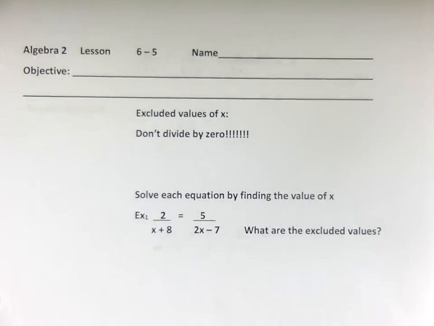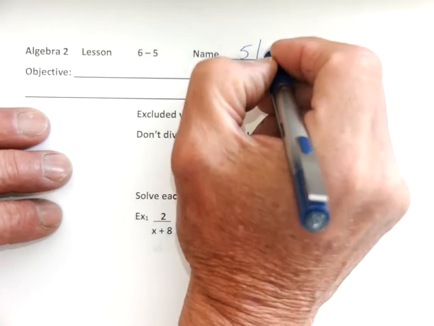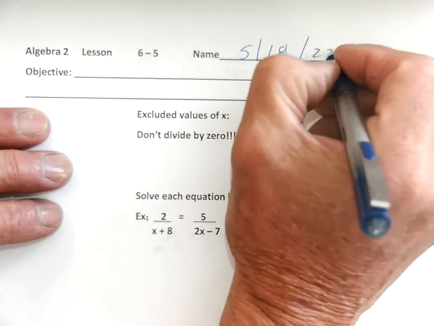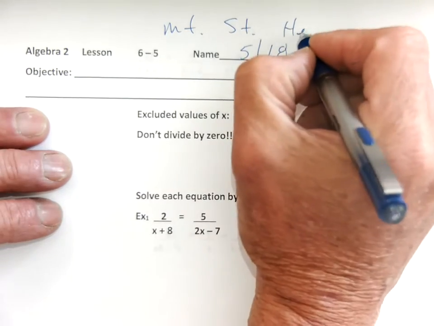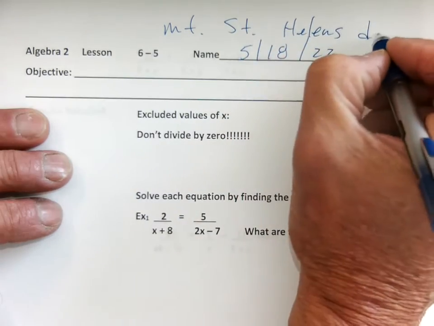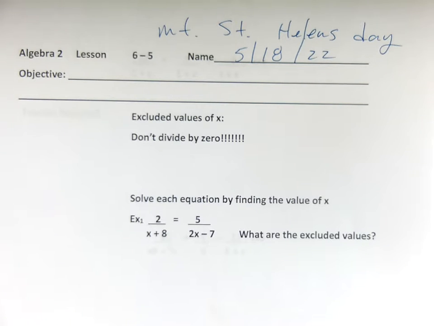Yeah, let's do this. All right, it is 5/18/22. It's Mount St. Helen's Day. It is Mount St. Helen's Day today. Was that 42 years ago? Can we watch the video of it? Later on we will. I think that'd be fun.